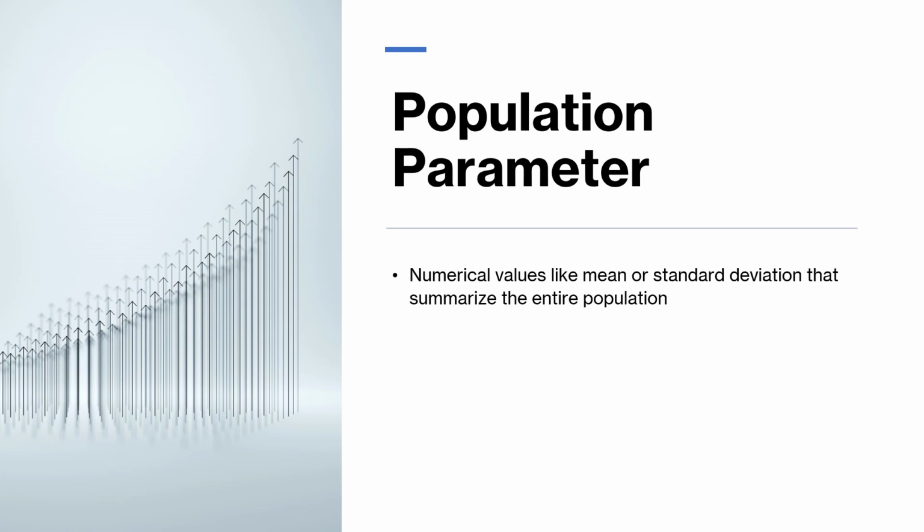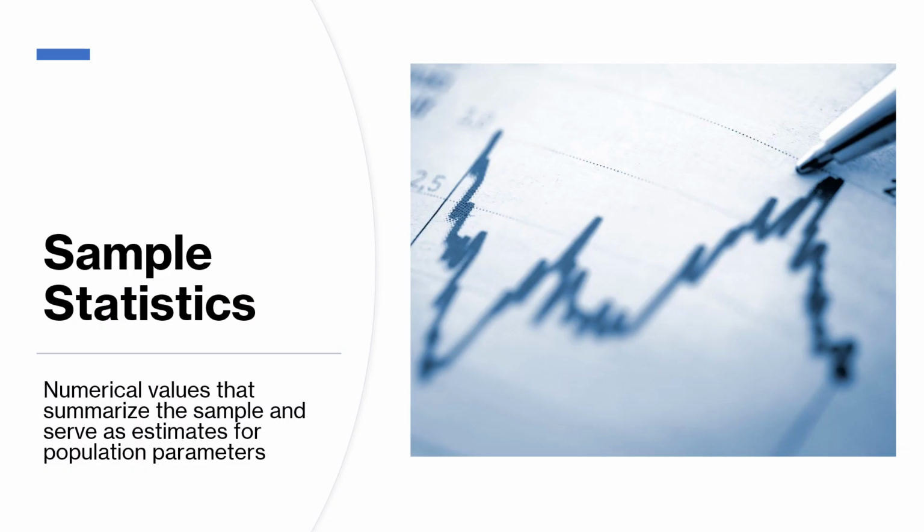And that's why we use statistics to represent population parameters, these unknown true numerical values that are just difficult to know the actual answer to. Which is why we use sample statistics, numerical values that summarize the sample and serve as an estimate for population parameters. Now, a population parameter is a numerical quantity that represents the true value for the entire population. And since that's often hard to calculate or get our hands on, we might use a sample statistic as just an estimate.